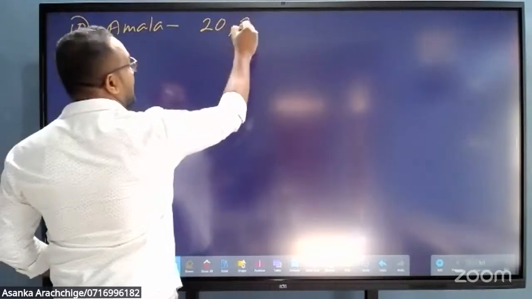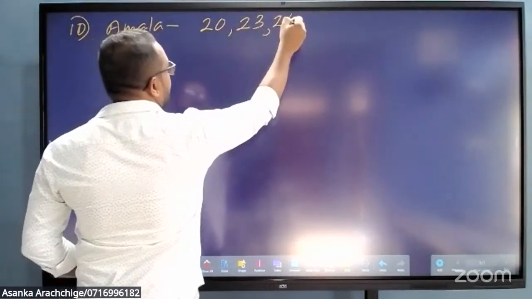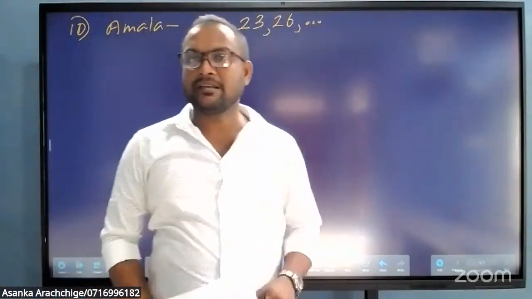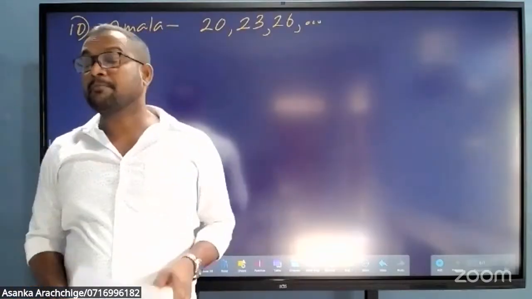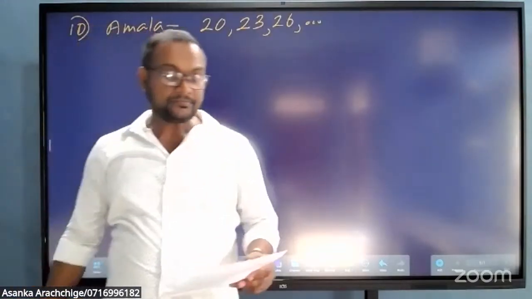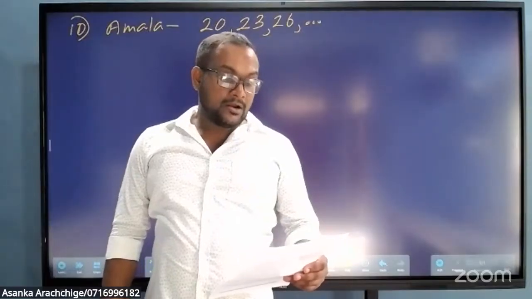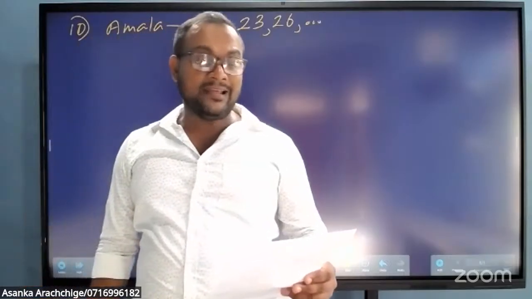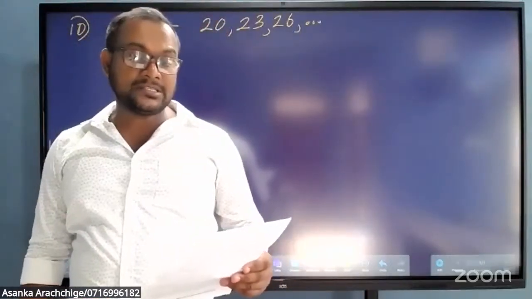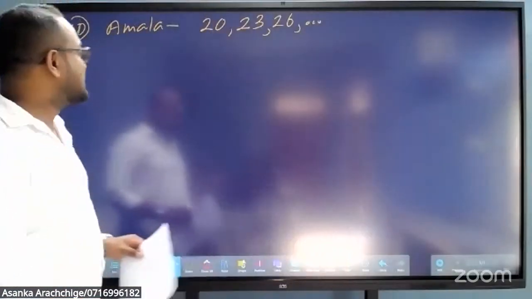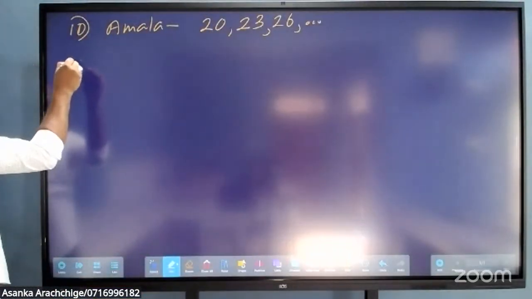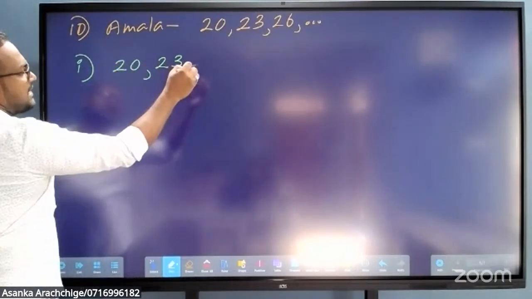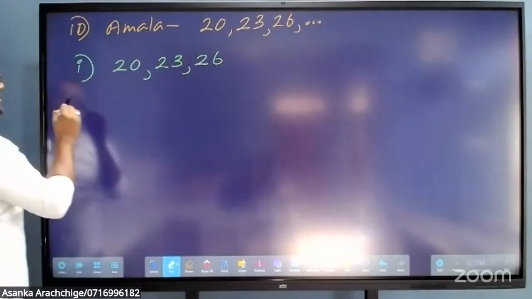23. Third day, 26. And this is the pattern in which she reads the novel, right? According to the number of pages, right? Okay. Roman number 1. Write the number of pages that Amala reads on the first, second, and third days, respectively. Answer: 20 pages, 23 pages, and 26 pages.